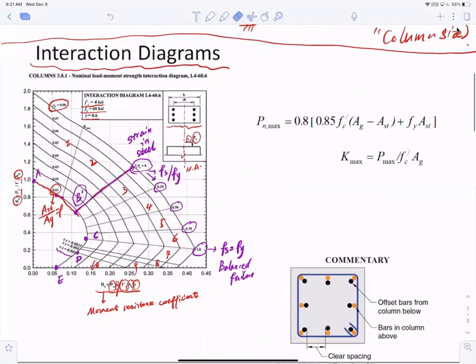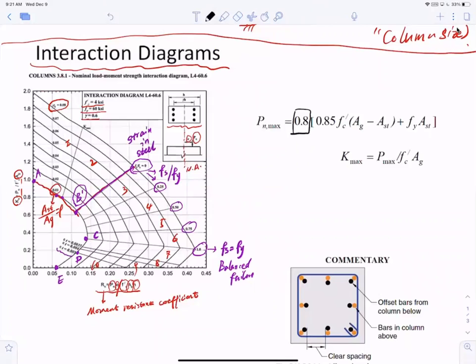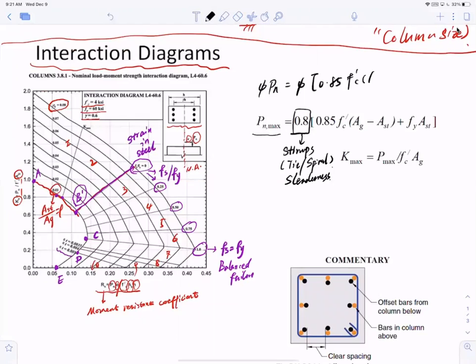I also want to mention one thing: there's a coefficient in front of the axial force, P n max. We did not talk about it. This is basically based on the stirrups: is it tie or spiral? And also the slenderness ratio. For all intents and purposes right now, we don't have to worry about this number too much. Right now, I just want you to know that we always use Pn equal to phi times 0.85 f'c (Ag minus Ast) plus fy Ast, like we did in the previous example.